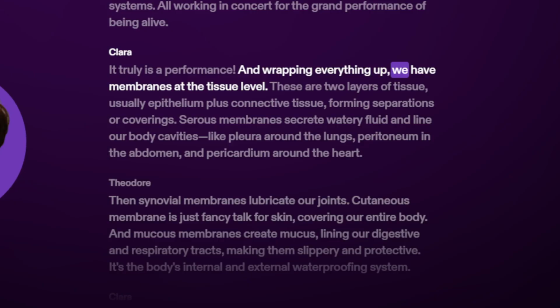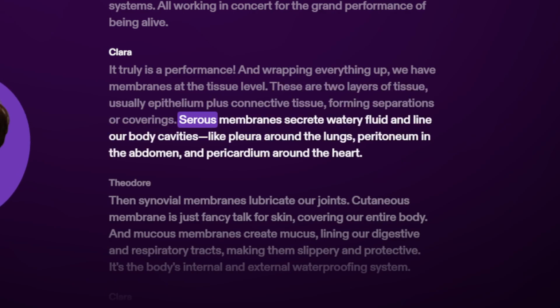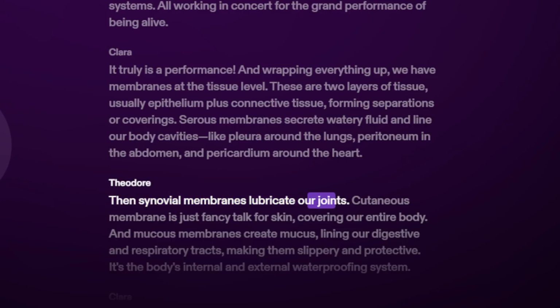And wrapping everything up, we have membranes at the tissue level. These are 2 layers of tissue, usually epithelium plus connective tissue, forming separations or coverings. Serous membranes secrete watery fluid and line our body cavities, like pleura around the lungs, peritoneum in the abdomen, and pericardium around the heart. Then synovial membranes lubricate our joints.